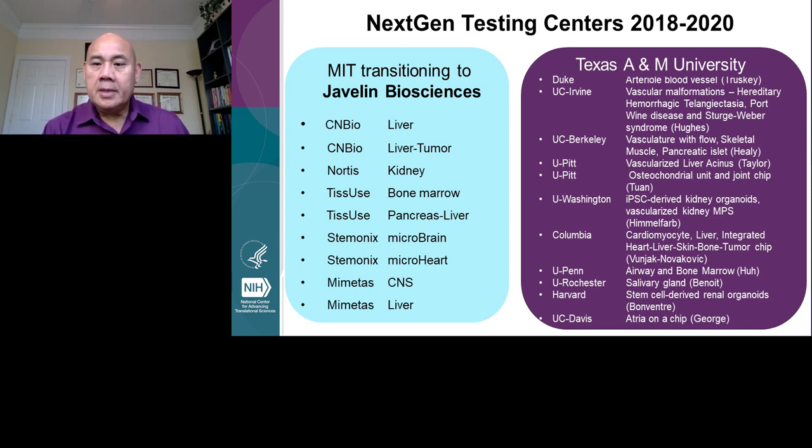Texas A&M University has the business model of working with the tissue chip developers and looking at validating disease models, looking at some of the more improved tissue chips, some of the subsequent iterations and improvements, and also looking at how a number of the systems can be used for efficacy testing.